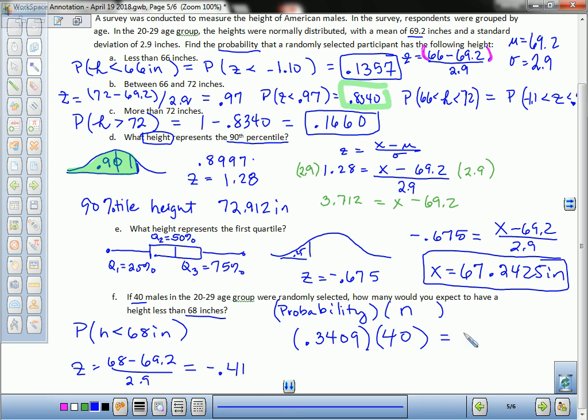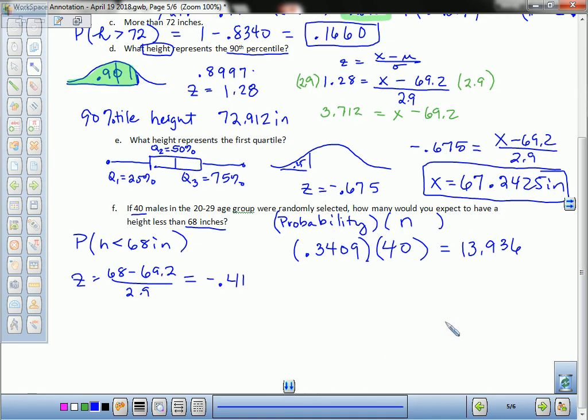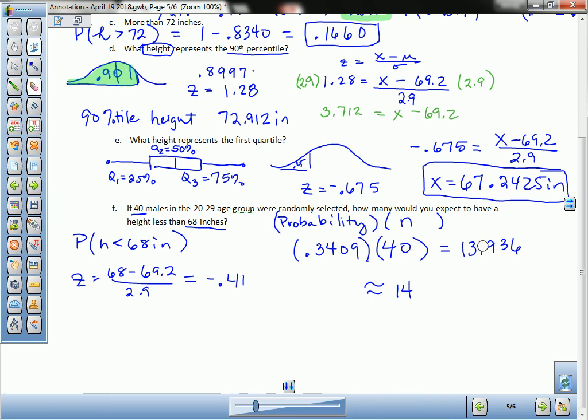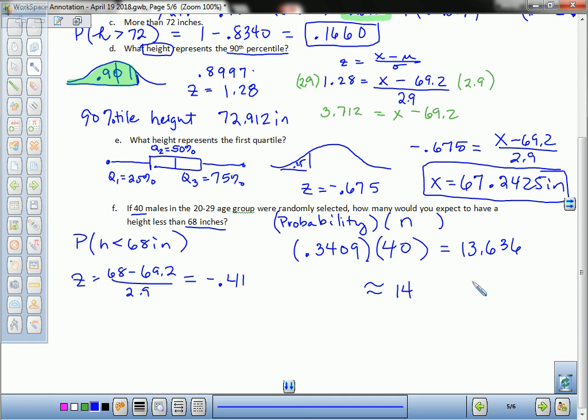So you get this, right? But now we're talking about people. So we would say approximately 14. Why is it 14? It's not 13.636. Shouldn't you round down? People, it doesn't make sense to round up. You just can't round up.